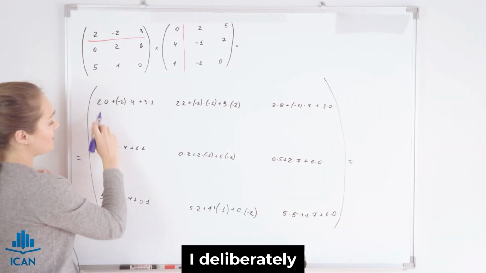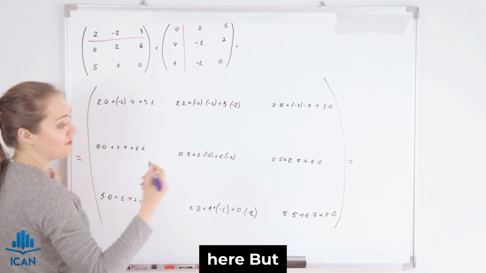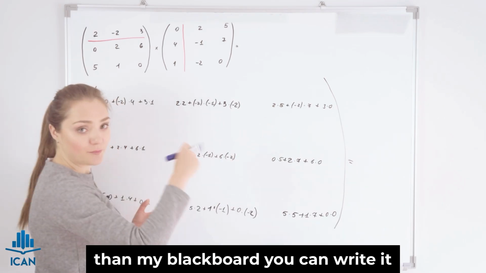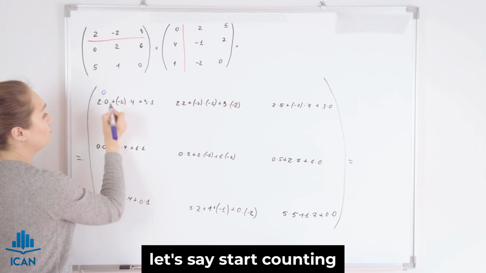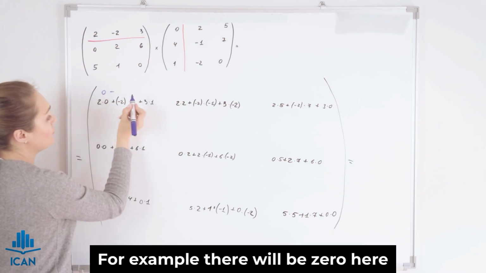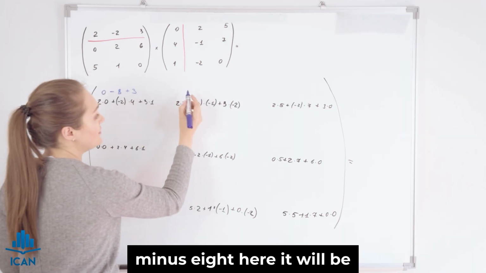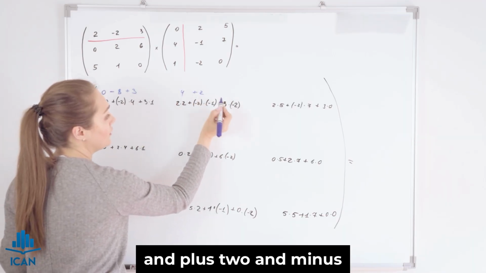I deliberately left a place here at the top in order to immediately make calculations here. But you, of course, have a notebook larger than my blackboard, so you can write it down further. Let's start counting. For example, there will be 0 here, here it will be minus 8, here it will be 3, here it will be 4 and plus 2 and minus 6.